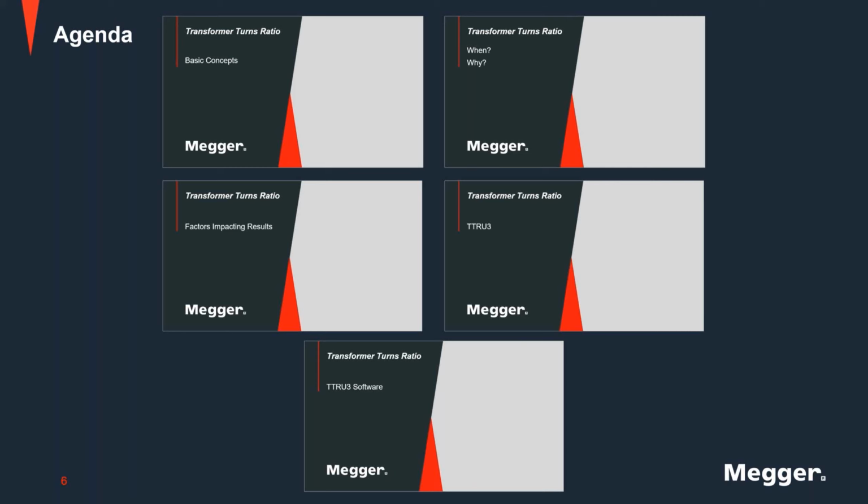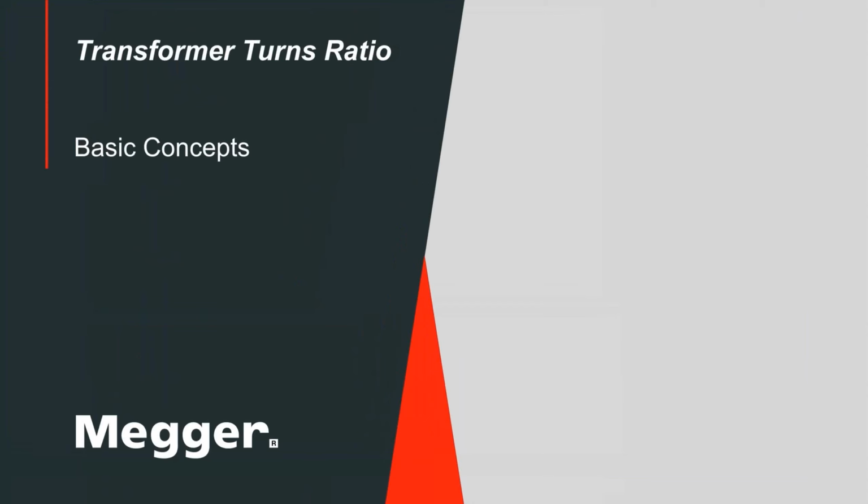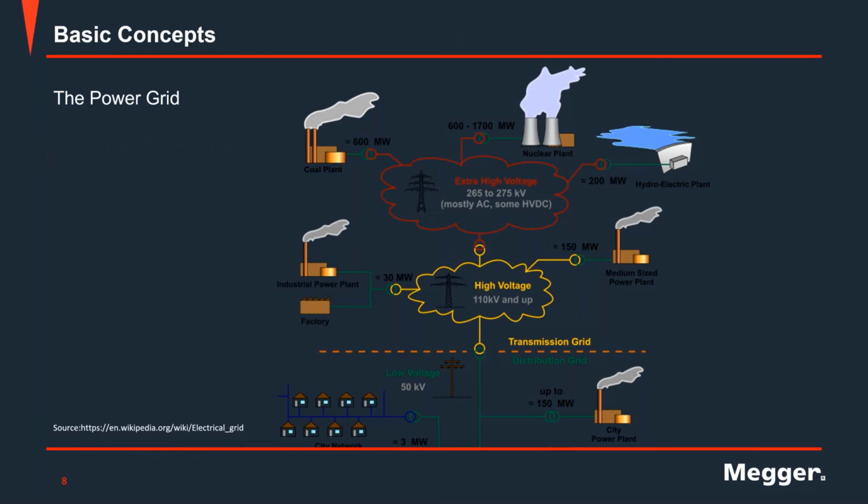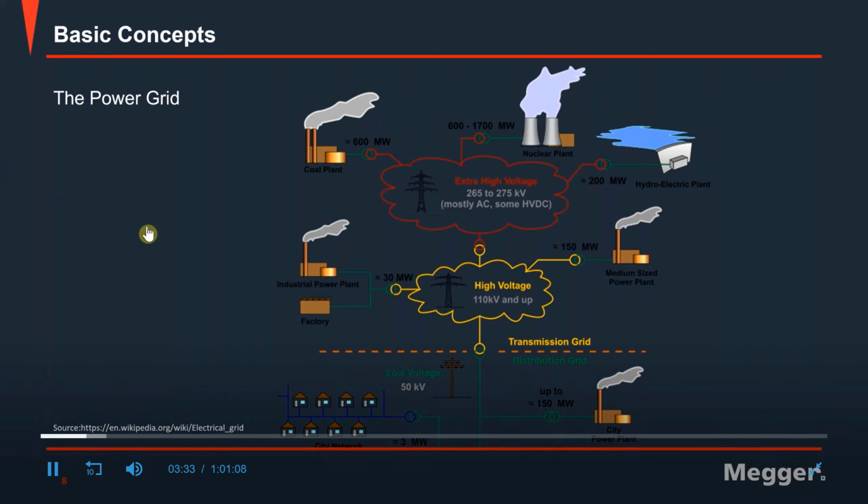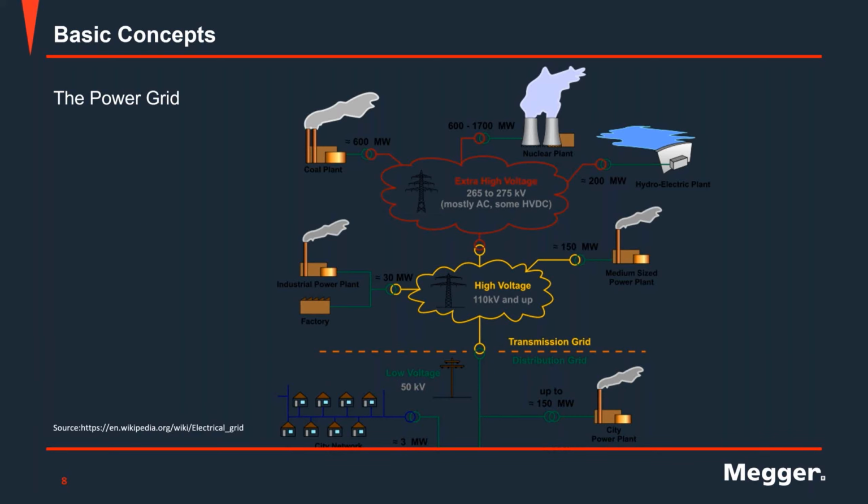So let's start with the basic concepts. Before we dive into what the actual measurement is and some of the physics behind it, we first need to understand why it's important to measure TTR on a transformer. You're seeing here a very graphic representation of the power grid, starting obviously from generation, where we need to transmit the power.